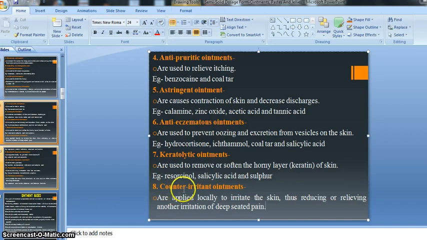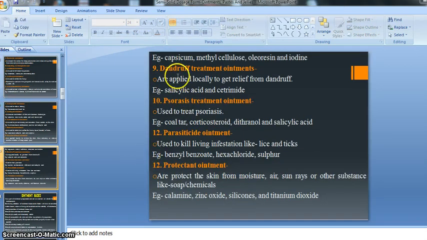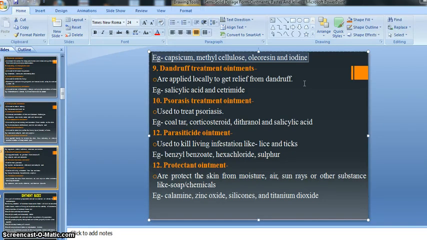So in this way our ointments are also categorized according to their therapeutic use, such as counter irritant ointment. In counter irritant ointment there are capsicum, methyl cellulose, oleoresin and iodine. These are the drugs, the active constituents that act as a counter irritant. Capsicum is an active constituent obtained from the capsicum plant.